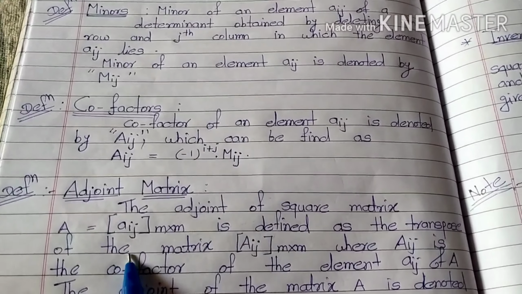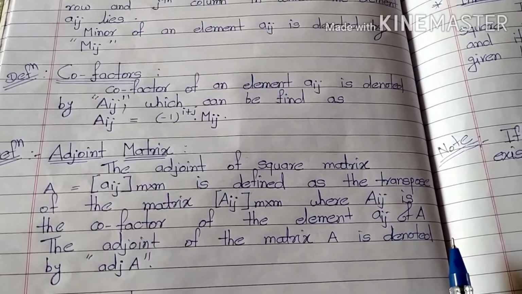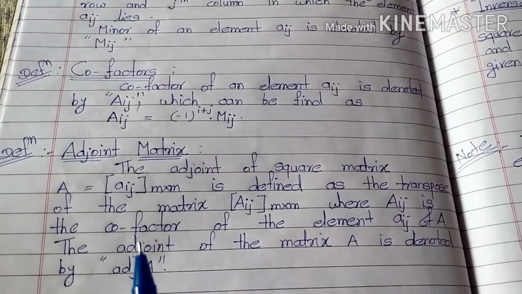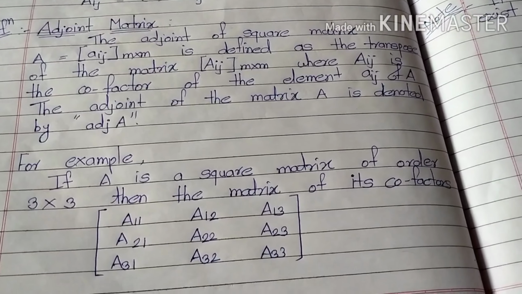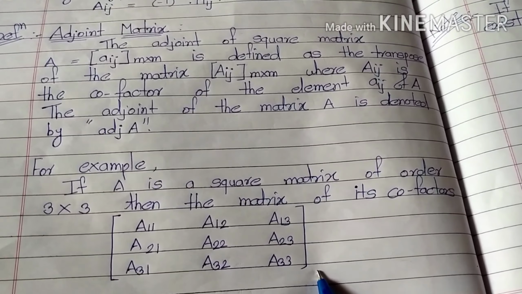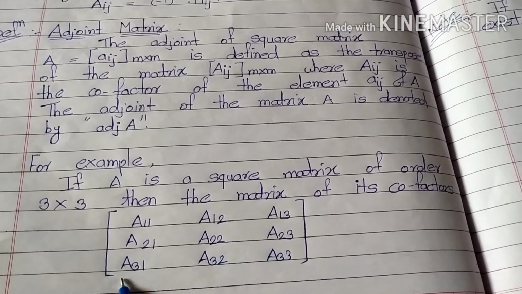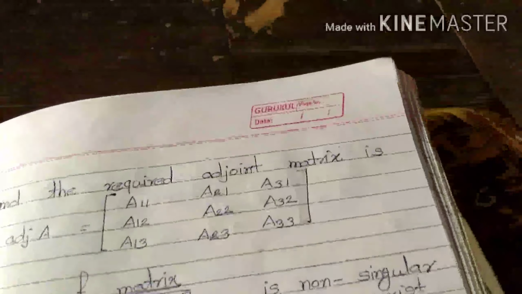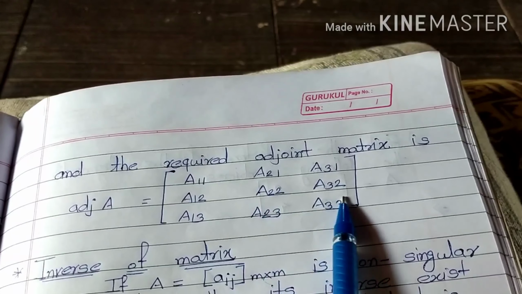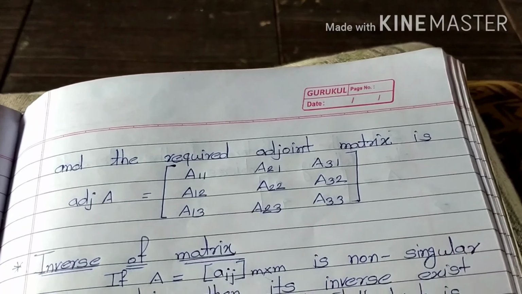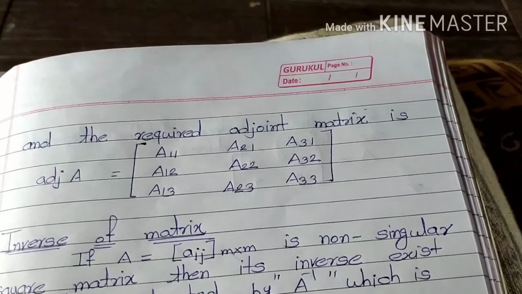Next definition is adjoint matrix. Adjoint matrix is the transpose of the cofactor matrix and it is denoted by this. Here is the example for adjoint matrix. See that it is a 3 by 3 square matrix which is the cofactor matrix. And our required adjoint matrix is this. Means adjoint matrix is obtained by interchanging rows and columns of the matrix.